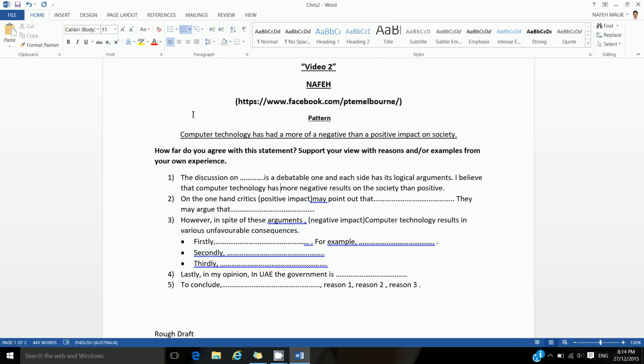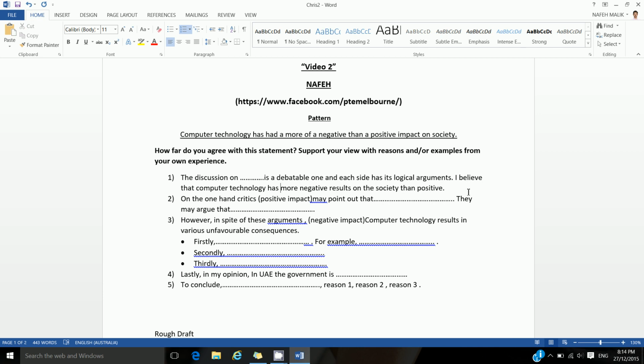The next sentence is the thesis statement. And in the thesis statement, you choose a position, whether you agree, disagree, or partially agree. So I wrote my thesis statement like this, that I believe that computer technology has more negative results on the society than positive. So I've chosen my direction. But having said that, you must remember that in a PTE essay, you have to write both sides. In any case, you have to write both sides, but you have to do it in a smart way. And I'm going to teach you how to do that.